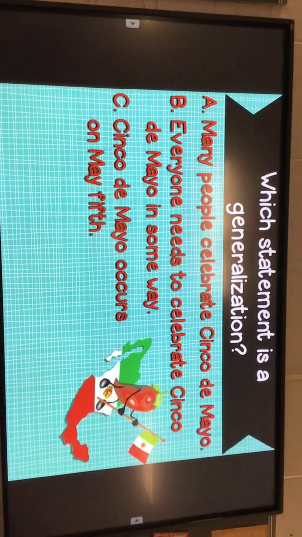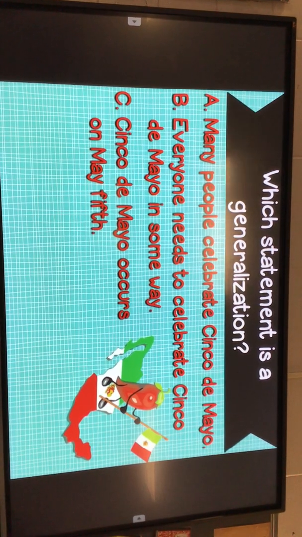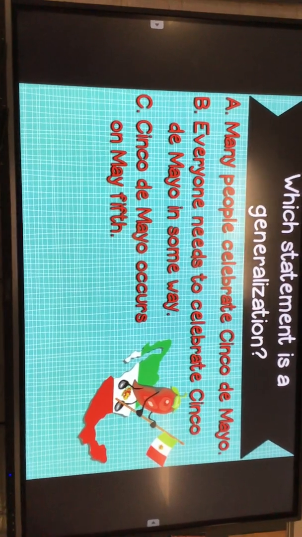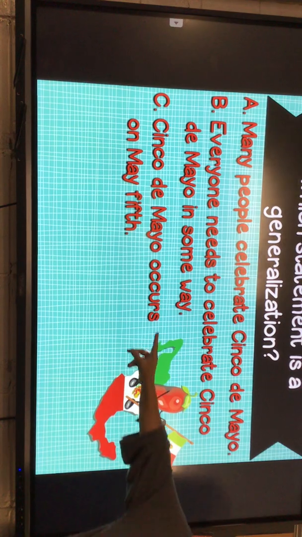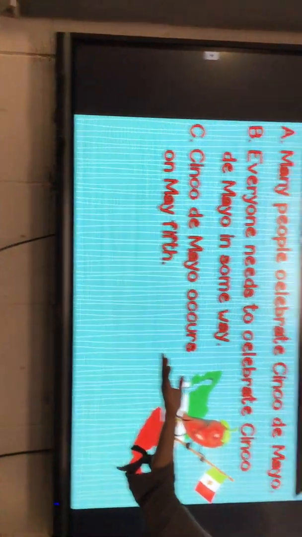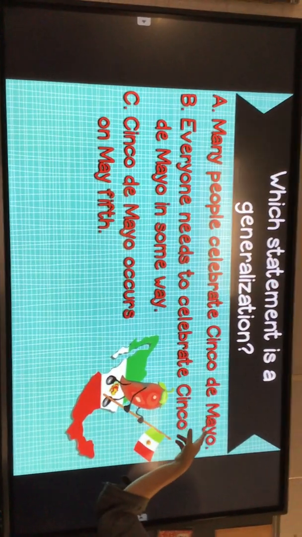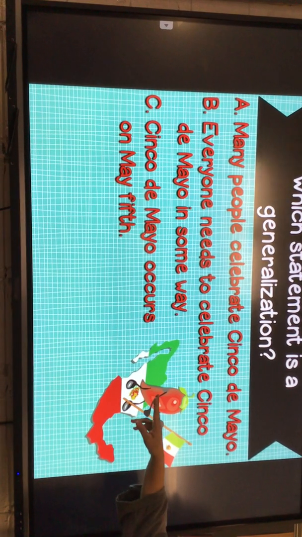Yep. Good. Okay. So, which one is a fact? A. Okay. We can prove that. We can look at a calendar. We can read a book. If we know someone that speaks Spanish, they can tell us that Cinco means 5 and Mayo means May, 5th of May. So we know it's not C.